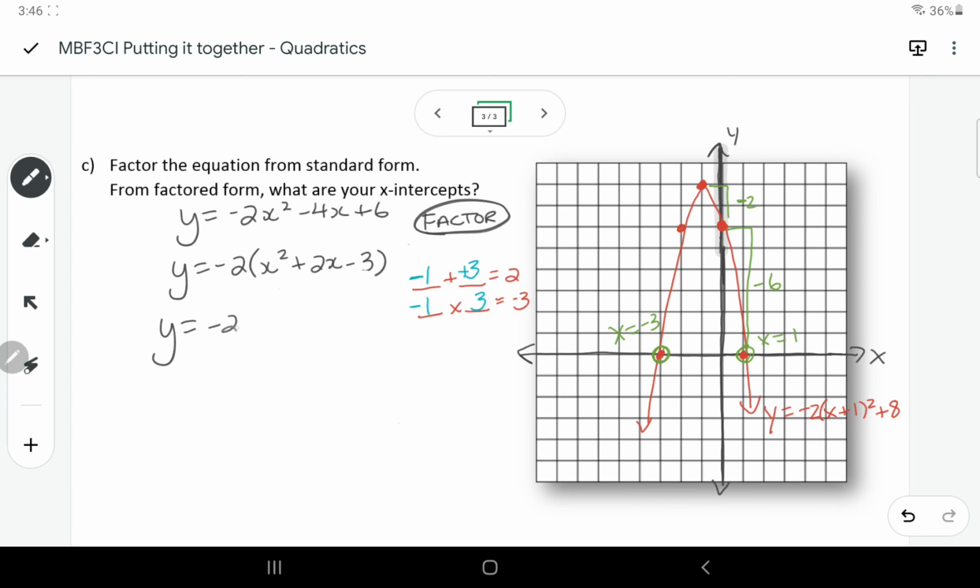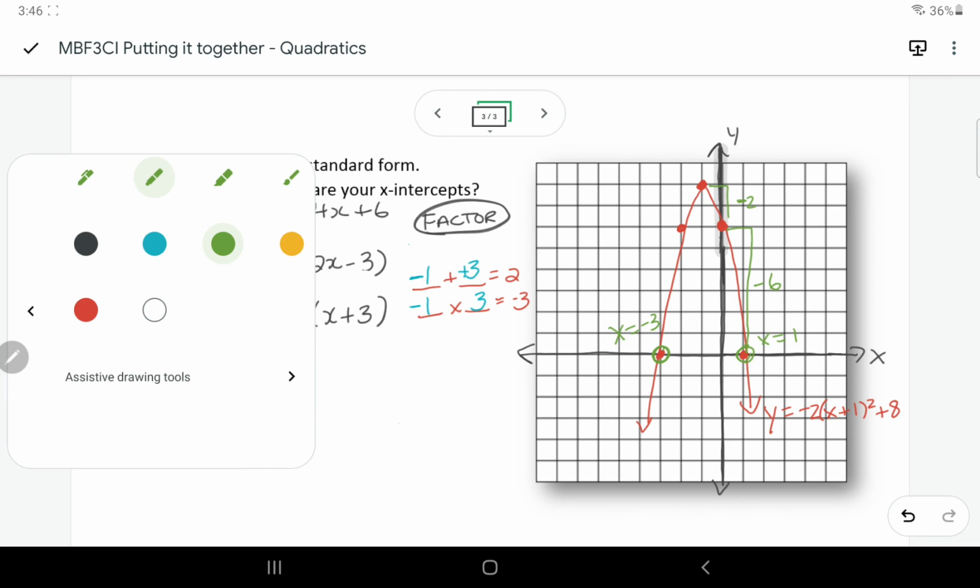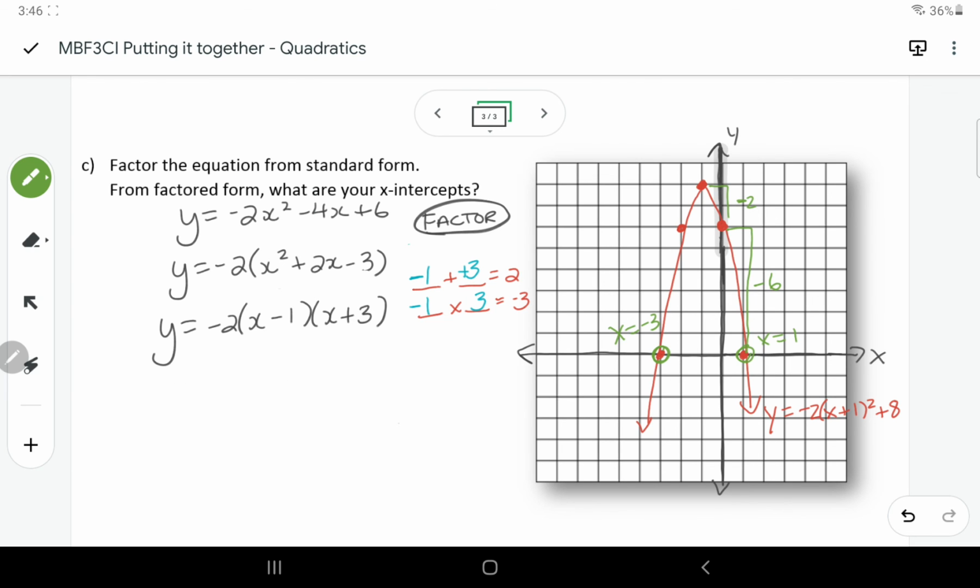So that negative 2 stays out front. And then in the brackets, I get x minus 1 and x plus 3. Now from the factored form, we get the x-intercepts. And the x-intercepts, we have to switch the sign, just like we had to for the left-right shift of the vertex. So this means an x-intercept is 1, positive 1, and this one means an x-intercept is negative 3.